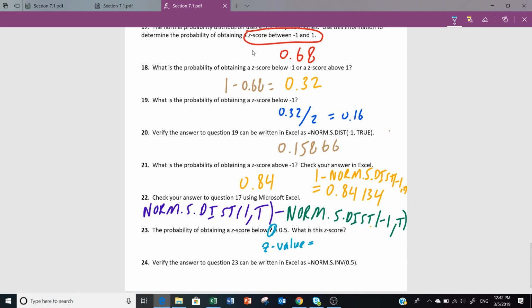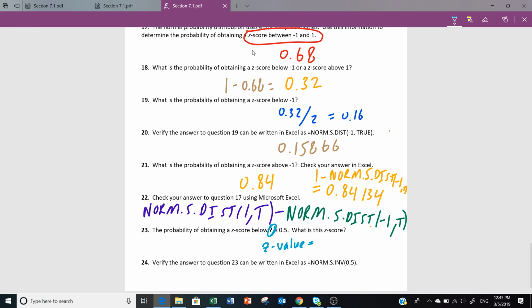what's the answer to this? Okay, groups of 2. What does this have to be here? Y. Okay, that means what z-value is half the probability to the left. That has to be 0. Yes, Nicole?